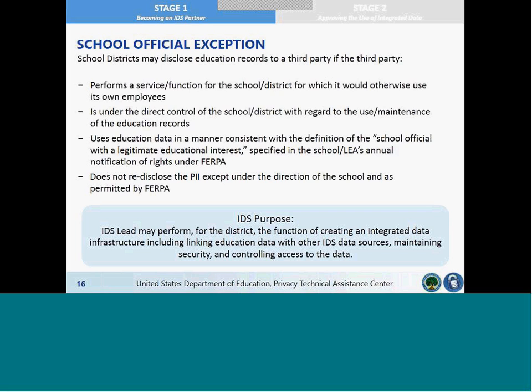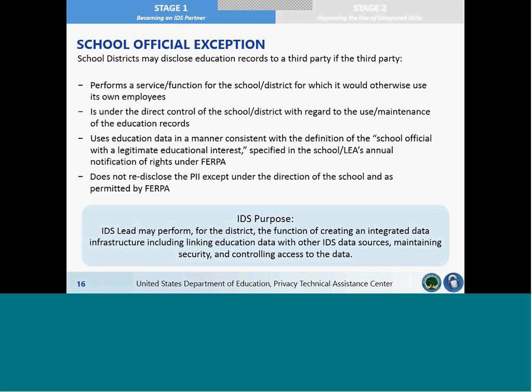So in this context, if a school district wants to use the school official exception to establish an IDS, they're essentially saying that the IDS lead is serving as a school official for the purposes of creating an integrated data infrastructure, including the linkage of education data with other IDS data sources, maintaining security of those data, and controlling access. So this can be seen as functions that the school would otherwise perform themselves if they had the resources and the expertise. So in a nutshell, there are two possible exceptions that can be used to establish the IDS.